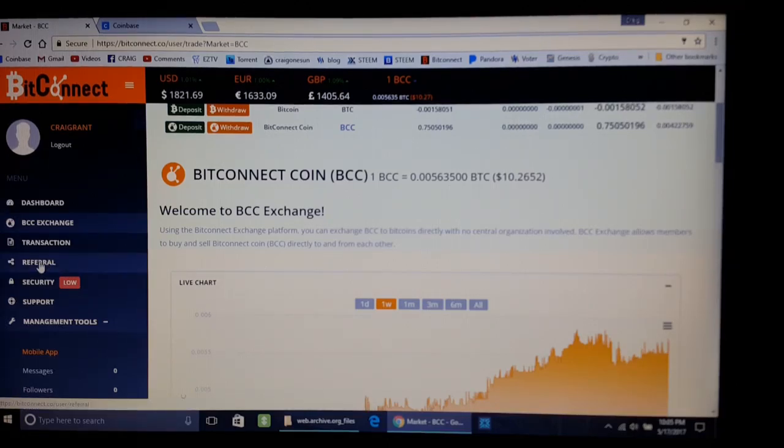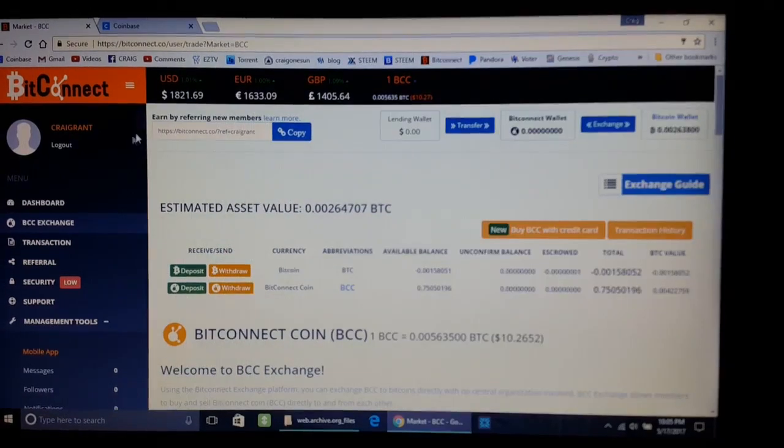So they do have a referral program, which on the dashboard, you see, copy here. That's your referral link, right? When I logged into BitConnect the first time, I didn't even know they had a referral program. And when I saw it, I'm like, oh my goodness, this is amazing. I was just wanting to do a loan, and I'm like, this is great. I didn't even know how the referral program worked or anything. I just started promoting it right away.